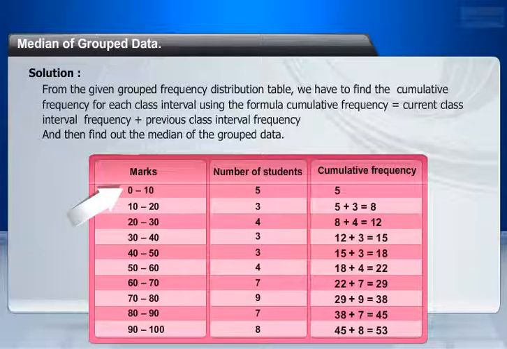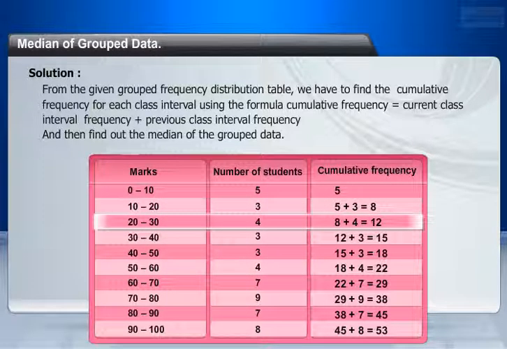For the class interval of 0 to 10, number of students are 5, then cumulative frequency is 5. Consider the class interval of 10 to 20, as the number of students are 3. Then, cumulative frequency equals current class interval frequency plus previous class interval frequency. This is equal to 5 plus 3, which is equal to 8. Similarly, for the other class intervals also, we calculate the cumulative frequencies. Consider the class interval of 20 to 30, as the number of students are 4. Then, cumulative frequency equals 8 plus 4 equals 12.